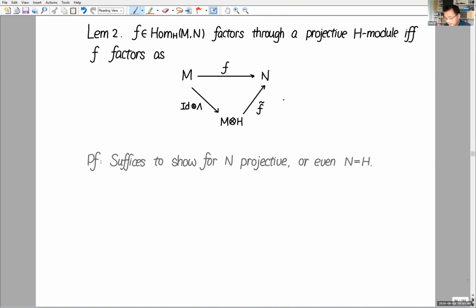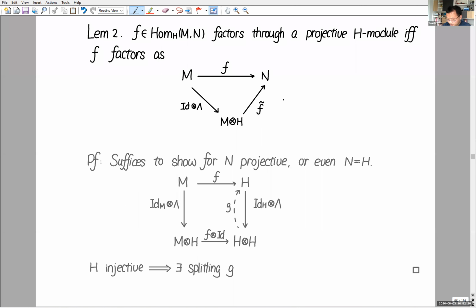To do this, it suffices to show it when N is projective, that is, when N appears as H or direct summands of copies of H, so you can reduce to the case when N is free. We consider the canonical embeddings of M and H into M tensor H and H tensor H. These are embeddings, and of course the diagram commutes by construction. Because H is injective, as we said earlier, an injective module inside a bigger module splits off as a direct summand. So there is a splitting G. Such a G composed with identity tensor lambda is the identity, so F is just the same as this composition. It is very easy because H is injective in this story.